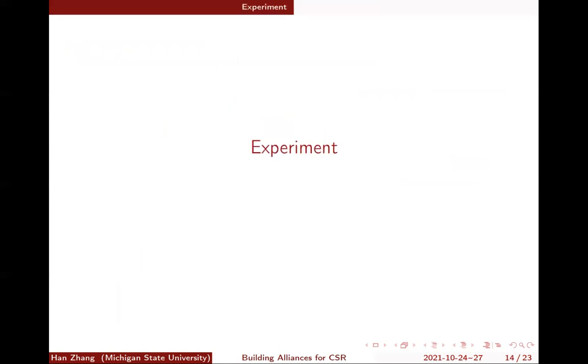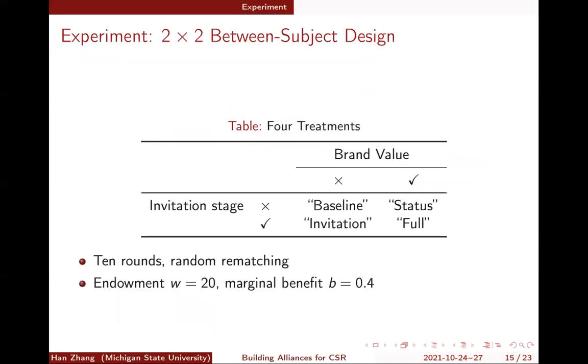To test the predictions, we designed the following experiment. We use a 2x2 between-subject design by varying whether the game has an invitation stage prior to the contribution stage and whether there is a heterogeneous brand value. In this talk, I refer to the 4 treatments as a baseline treatment with neither the invitation stage nor heterogeneous brand value, the invitation treatment with the invitation stage but without heterogeneous brand value, the status treatment with heterogeneous brand value but without the invitation stage, and the full treatment with both interventions.